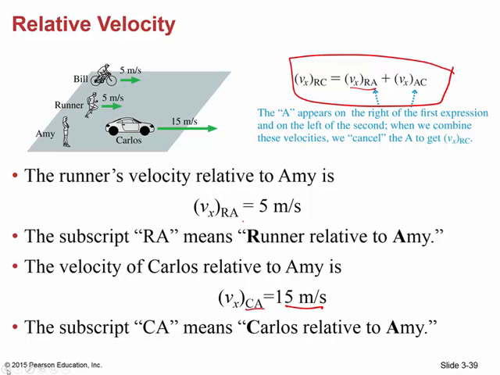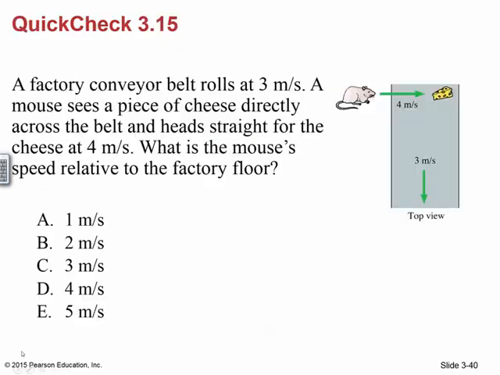Notice that both of these vectors are moving in the same direction. So what will we do? According to our equation, we are going to add them up, and it would be 20 meters per second. All right, let's move on.